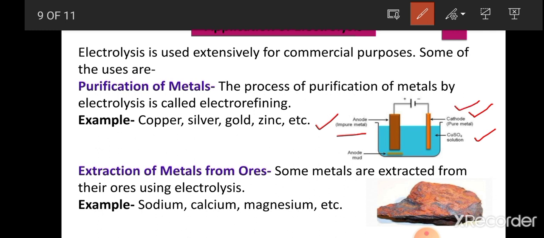So when the impure metal at the anode dissolves, only the pure metal moves towards the cathode, and it gets deposited on the cathode. So this is the purification of metals by the process of electrolysis. By this process, many metals are purified, such as copper, silver, gold, zinc, etc.